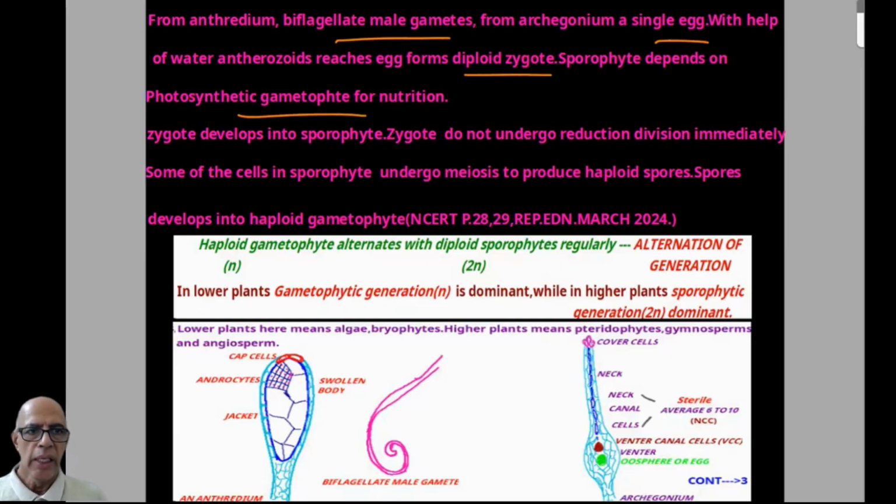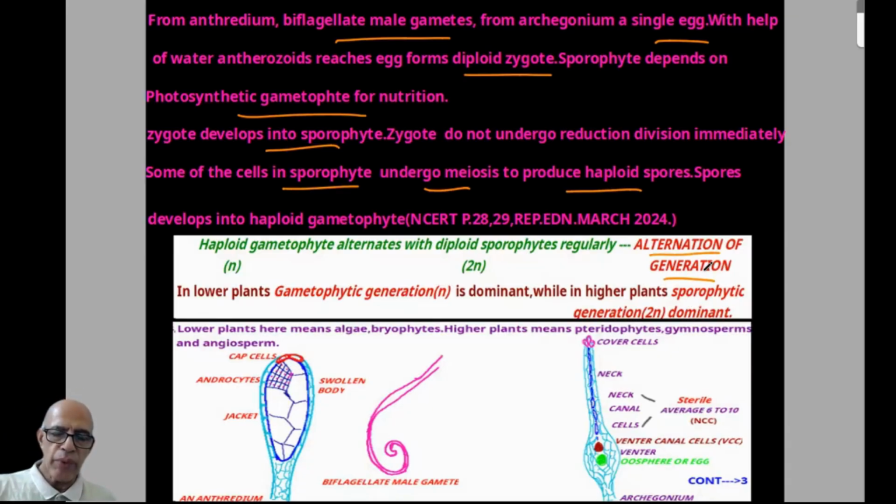Now we can proceed. Zygote develops into sporophyte, no doubt, but zygote does not undergo reduction division immediately. Some of the cells of sporophyte, because it is diploid, undergo meiosis to produce haploid spores. Spores develop into haploid gametophyte. This is what is given in NCERT page number 28, 29, reprint edition March 2024. Now, haploid gametophyte alternates with the diploid sporophyte regularly, and this event is called alternation of generation.